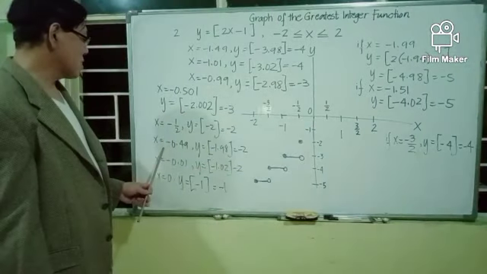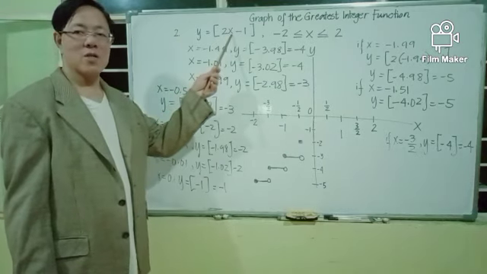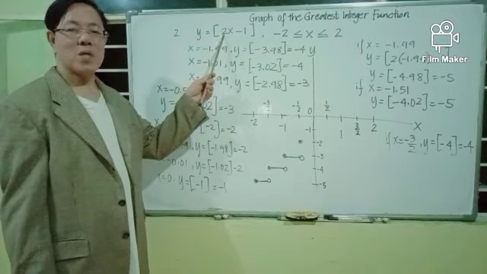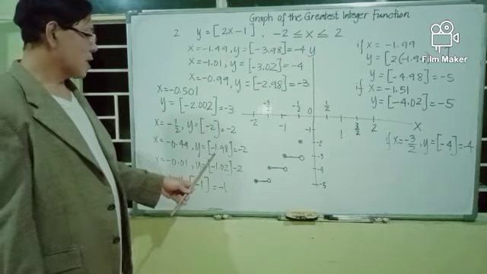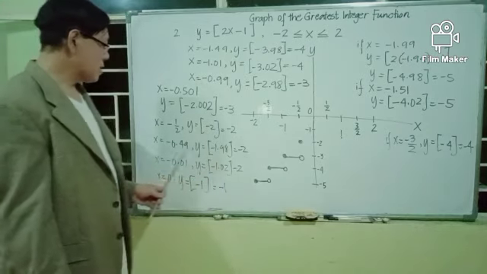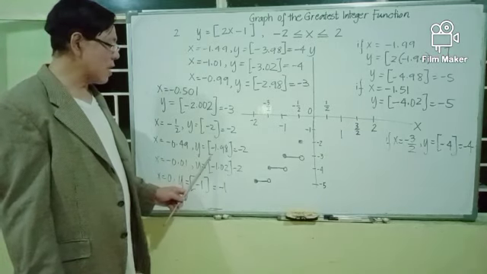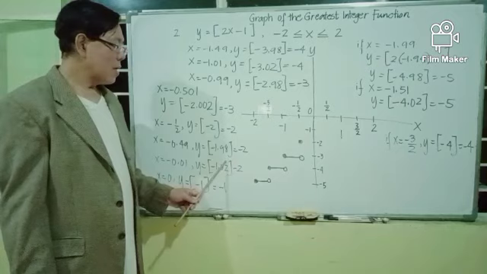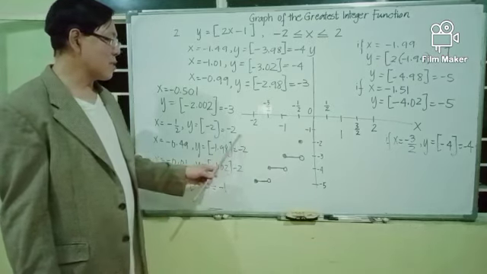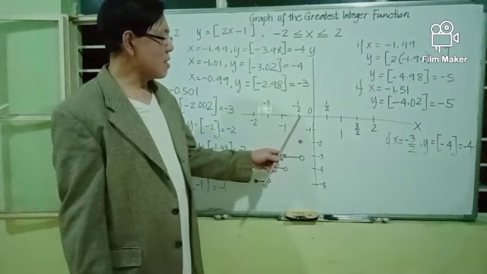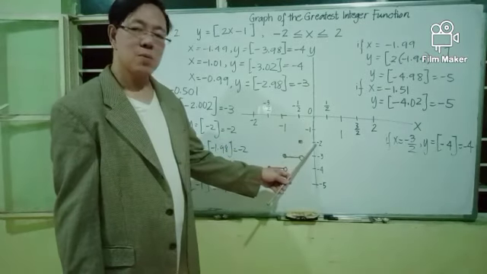If x equals negative 0.49, substitute here in the greatest integer function, 2 times negative 0.49 minus 1. Using your calculator, you should get negative 1.98. Hence, when x equals negative 0.49, the value of y is the greatest integer that is less than negative 1.98, and the largest integer less than negative 1.98 is negative 2. When x is negative 0.49, the value of y is negative 2.